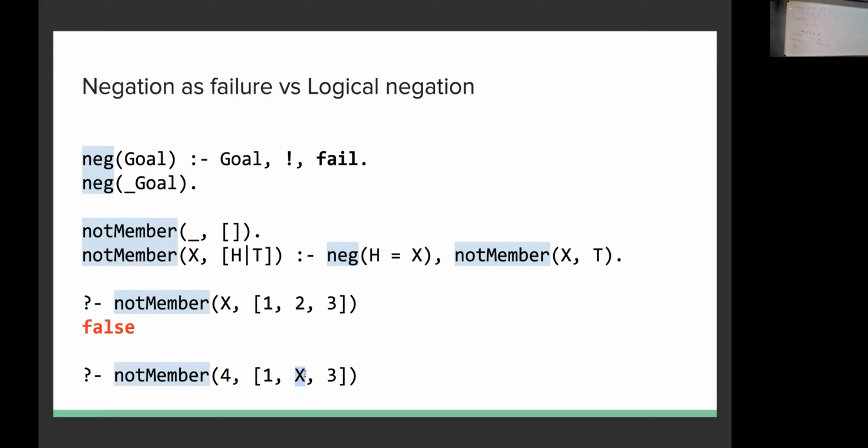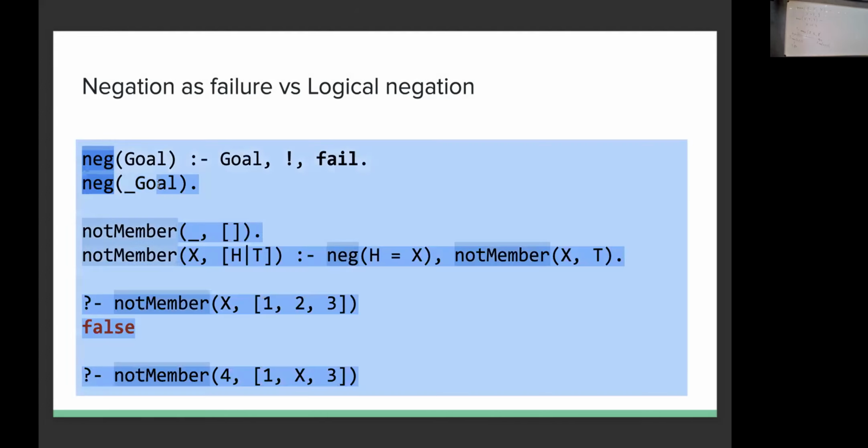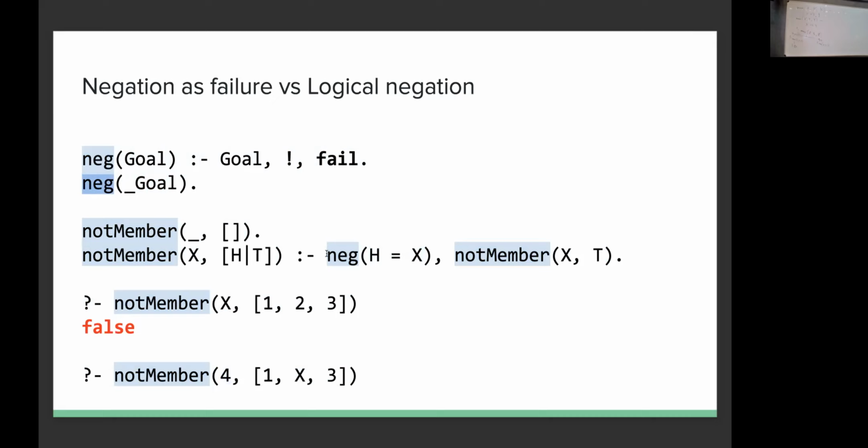The same happens if we have a variable inside of the list, right? Here we have a non-empty list. We try to unify 4 with 1. It fails, meaning that neg succeeds because of its second equation, right? So we have success here, and we go to the recursive call with the list x, 3. In the recursive call, we again have a non-empty list, but now we unify 4 with variable x, which succeeds, meaning that the negation of that fails, and the whole predicate fails. Okay?